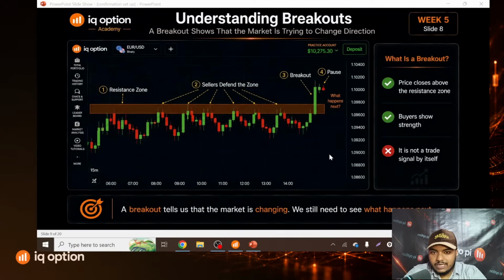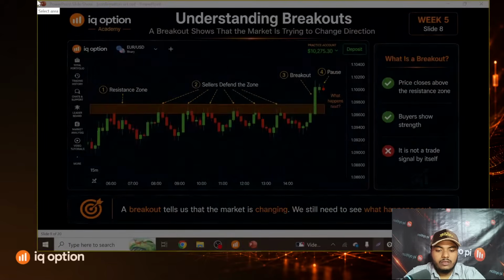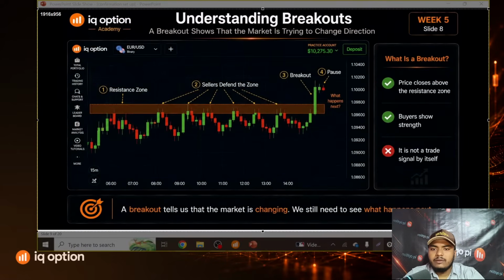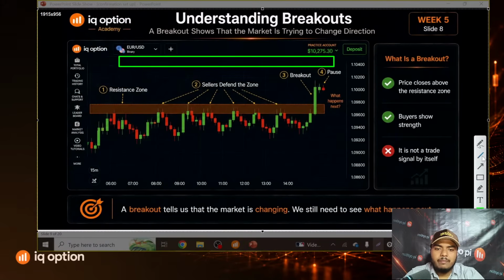Understanding breakouts. Let's talk about breakouts today, guys. What actually are breakouts, and where do they actually happen? A breakout in the upward direction means, suppose the market moves in the upward direction like this and breaks this resistance area. This resistance area is broken. Understanding a breakout means the support and resistance are actually broken.